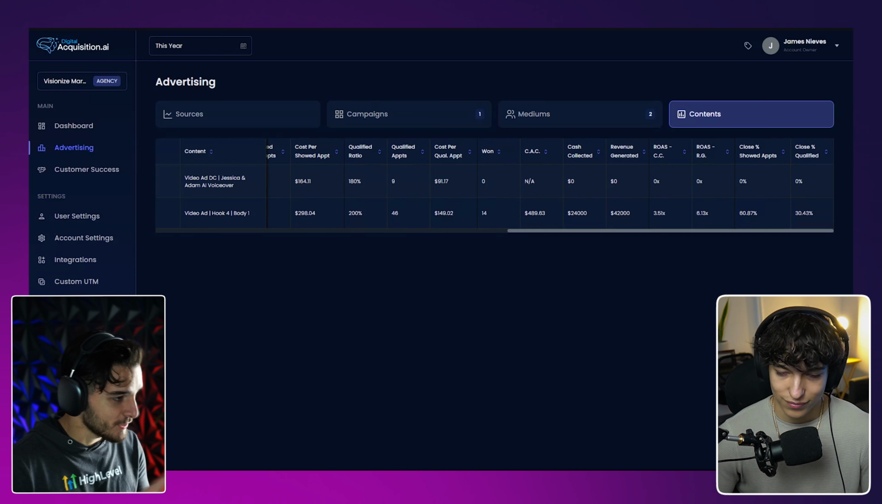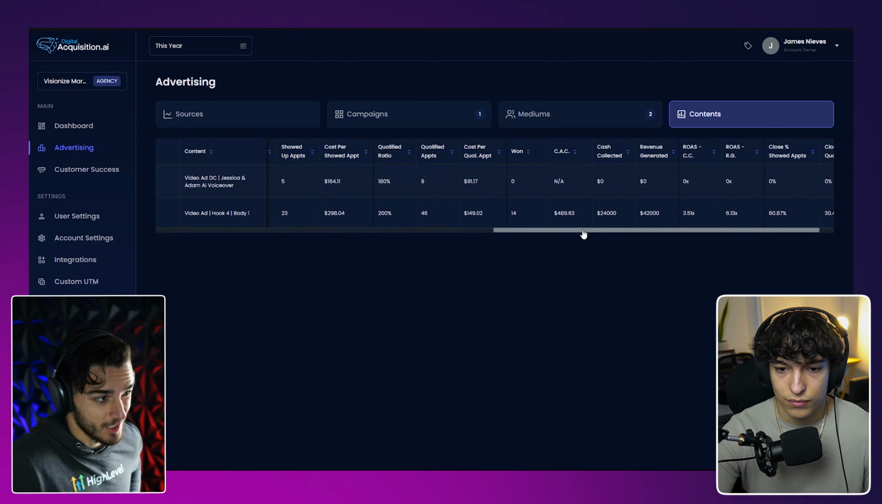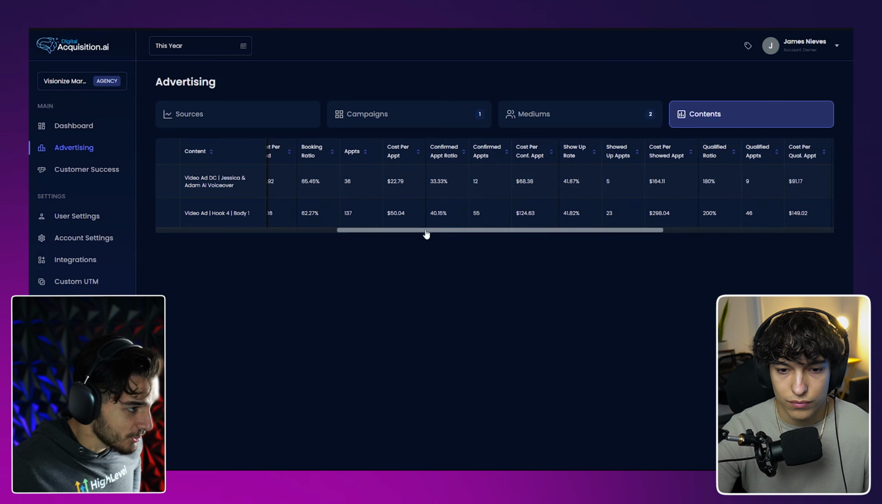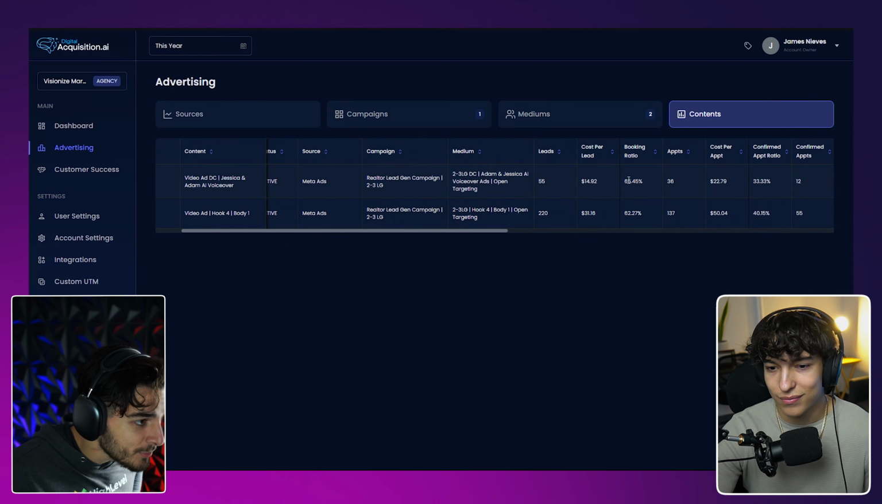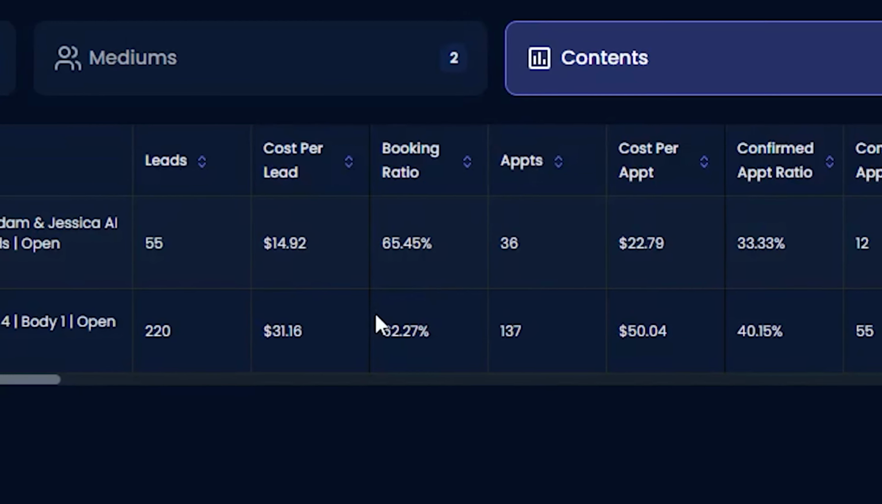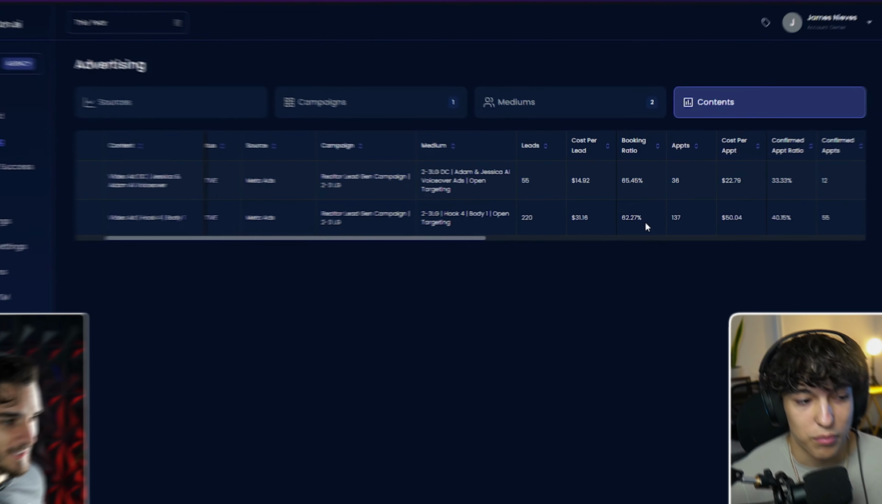But actually, if you go back, I see the booking ratio. And I know a lot of people don't talk about booking ratio because they don't track booking ratio. I was eyeing yours and you look like, bro, that's insane. That's 65 or 62% lead to booking ratio. And is that auto, or are you guys doing follow-ups as well? Oh, that's auto. That's completely auto.